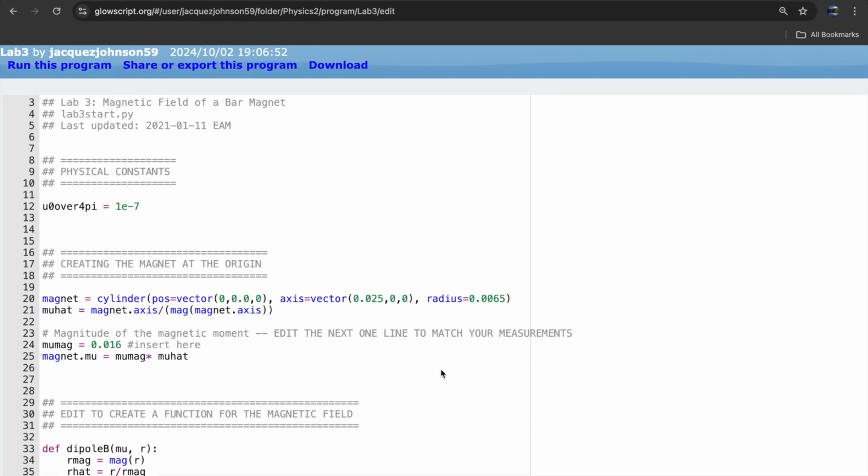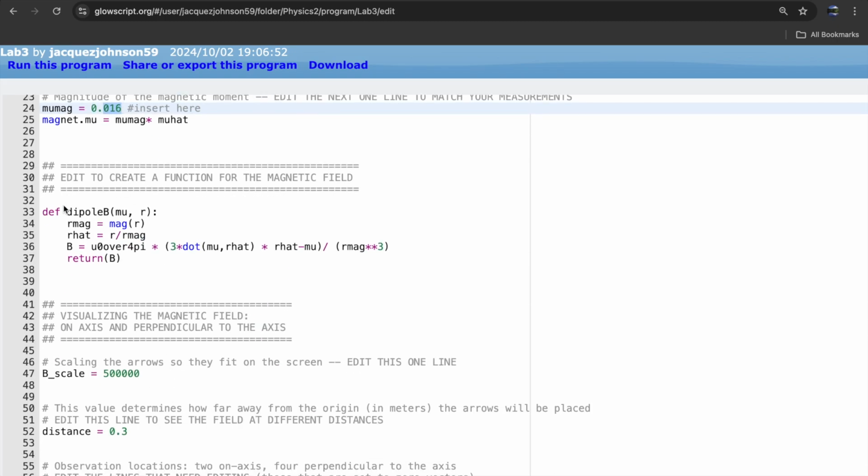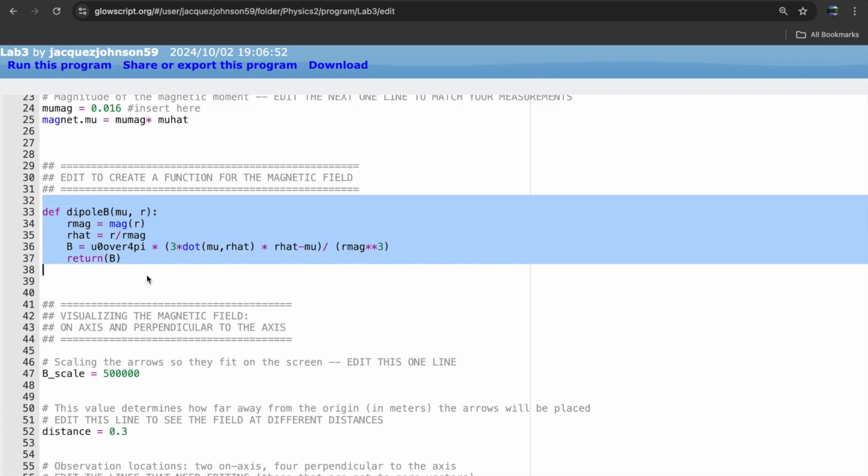Starting off with our code, just like some initial conditions, we have the constant that is set to 10 times 10 to the negative 7. Moving forward, we have the magnitude of the magnetic moment. We calculated that earlier in our presentation. This is where we're going to insert it, the 0.016. Next, we wrote the function for defining the magnetic field.